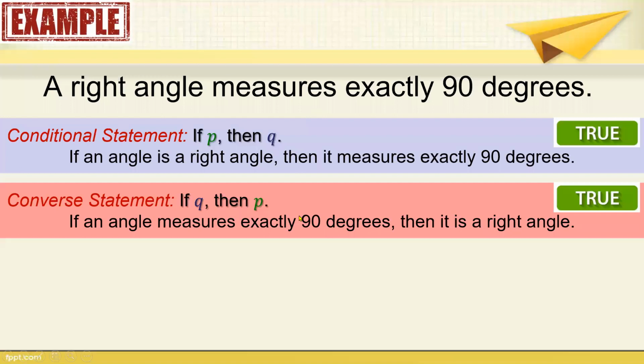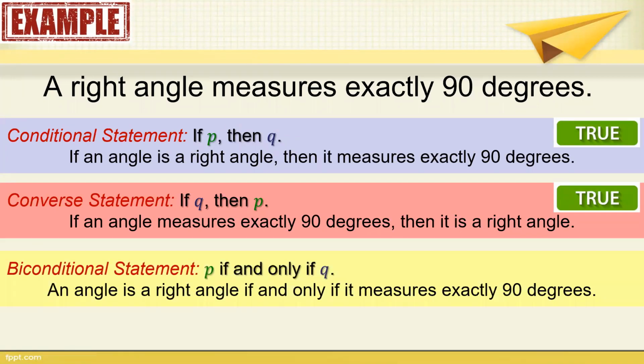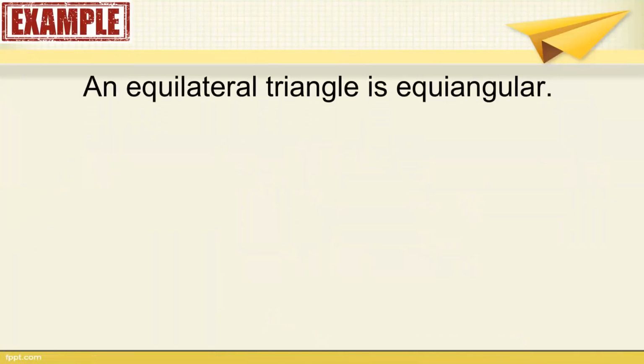Okay. Next. Kung pareho ng true, let's get the biconditional statement. P if and only if Q. So, an angle is a right angle if and only if it measures exactly 90 degrees. Okay po? Okay, let's proceed. Second example, an equilateral triangle is equiangular.